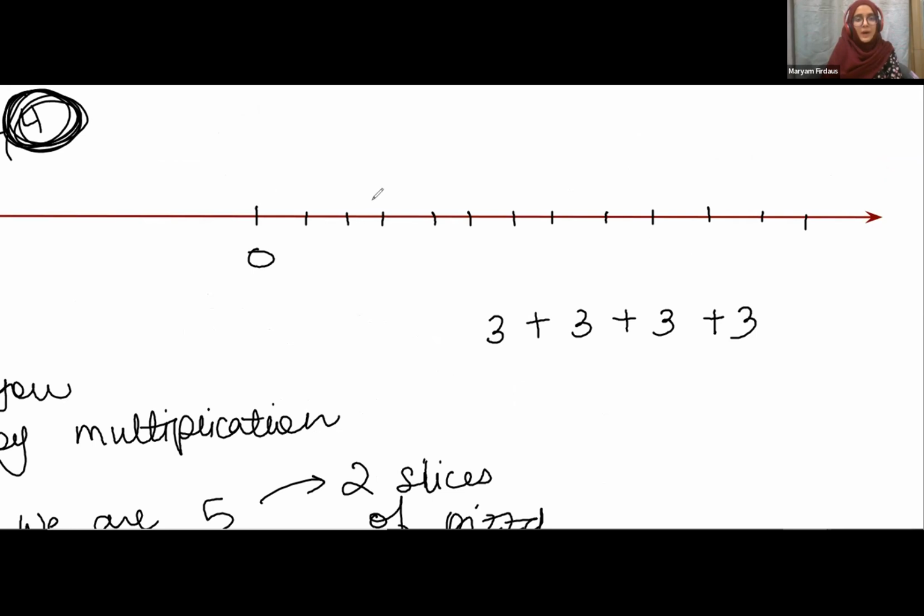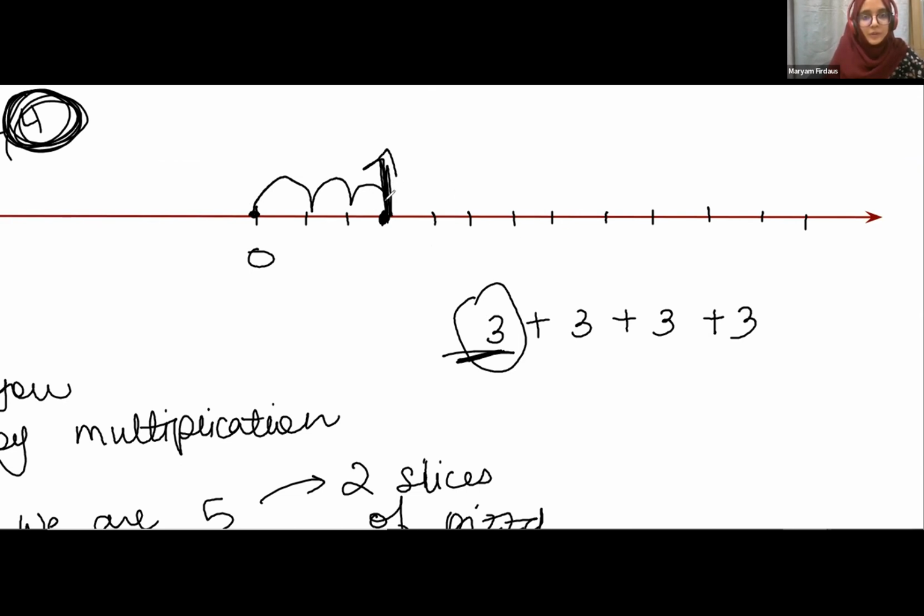So if you have, what you're going to do is, let's say you're starting at 0. Okay, and you're saying I'm going to add 3 to this. So that's 1, 2, 3. So I reached here. This is your first 3. Okay, now the second 3. Let's come to the second 3.